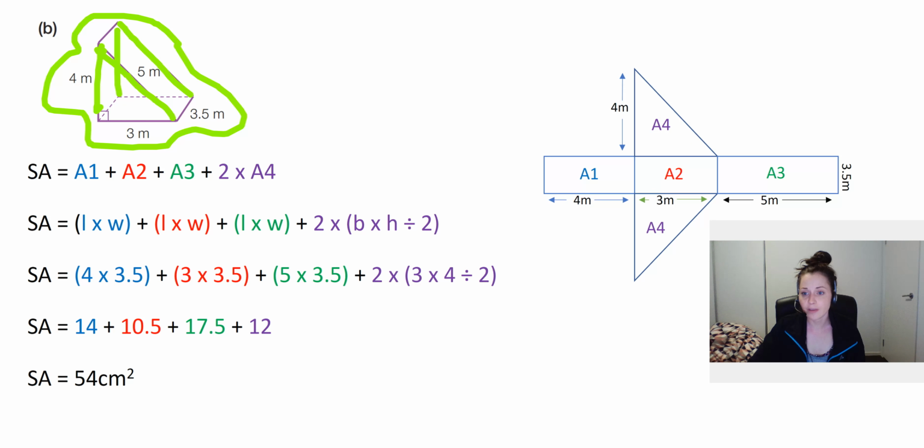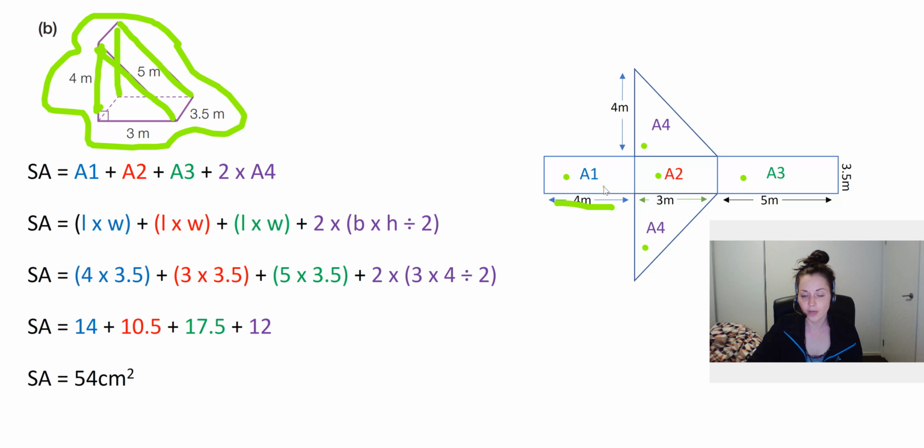So please be very careful when you're drawing your nets, because it really is easy to make mistakes, particularly when the sides don't have the same length. As you can see here, I've pre-named these. We've got 3 rectangles and 2 triangles. Each rectangle has a different length, so we need to be mindful of that.